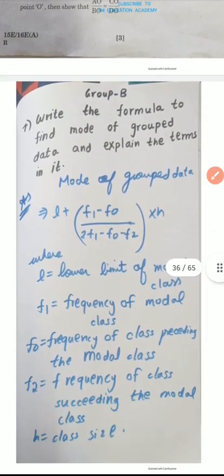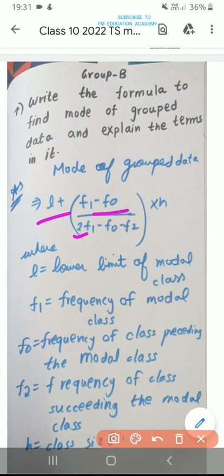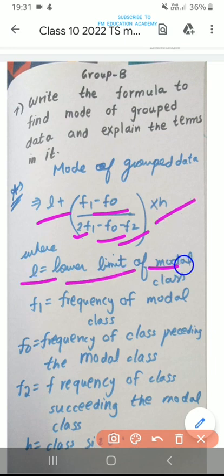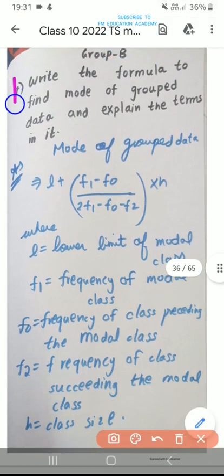So the formula to find the mode of grouped data is L plus (F1 minus F0) by (2F1 minus F0 minus F2) into H, where L is called the lower limit of the modal class, F1 is called the frequency of the modal class. This is the 17th question. Okay, not 7th, 17th.